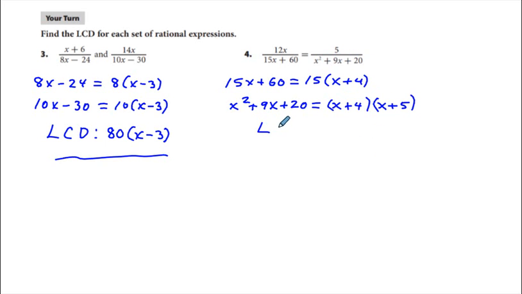So for problem 4, our least common denominator is going to be 15, because 15 shows up in the first denominator but not the second. And then we have x plus 4 in common, or quantity x plus 4. And finally, we need to include x plus 5 to pick up the second denominator, so that's going to be our least common denominator.